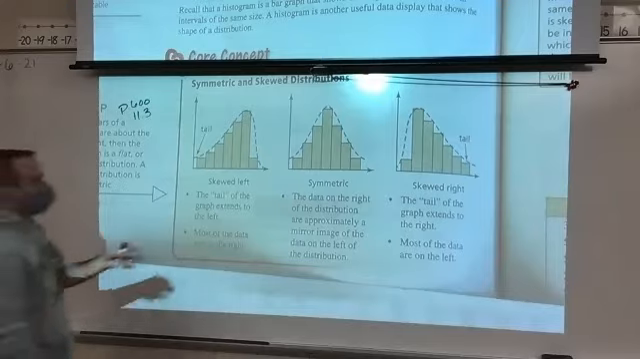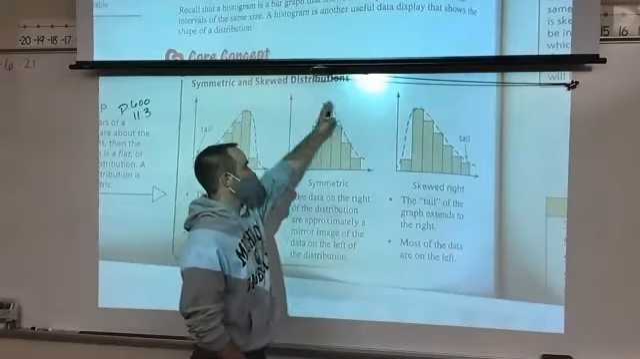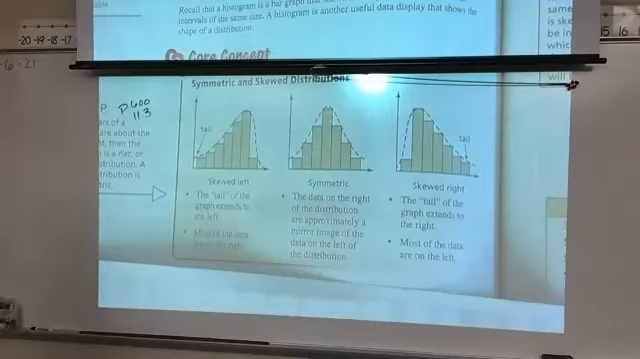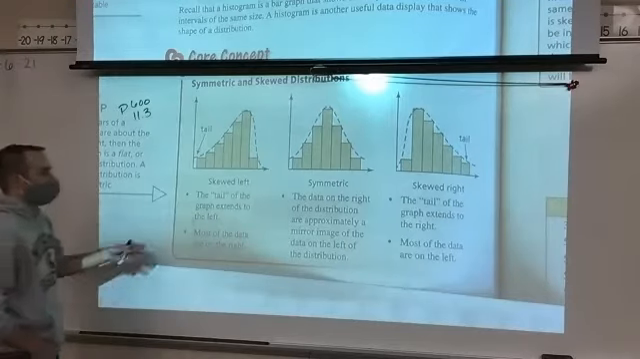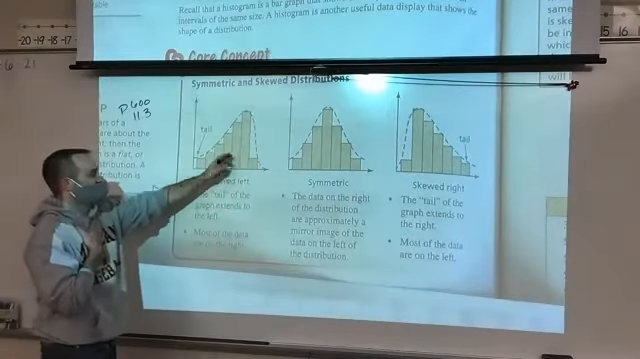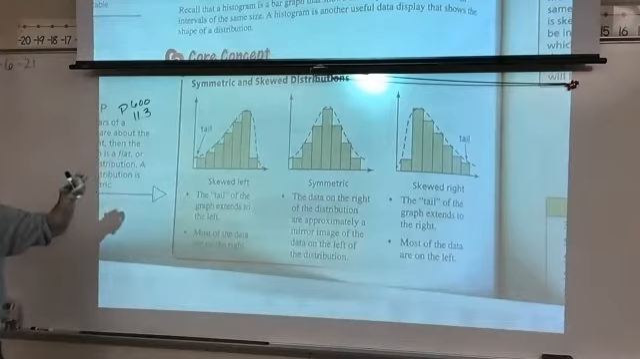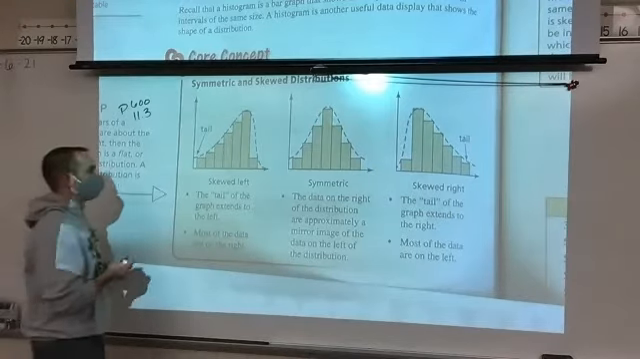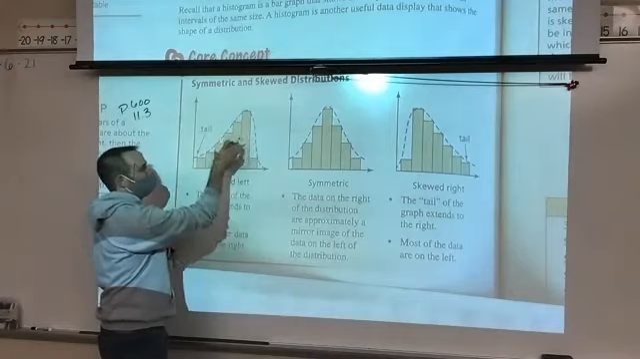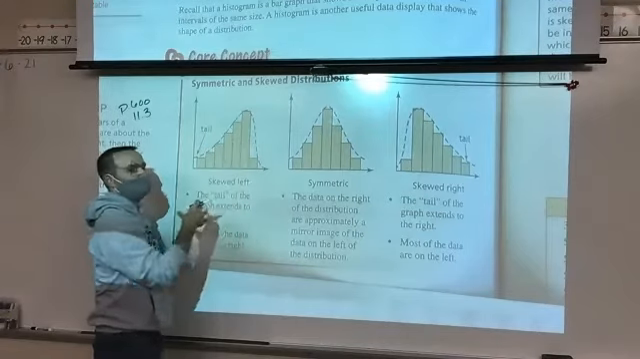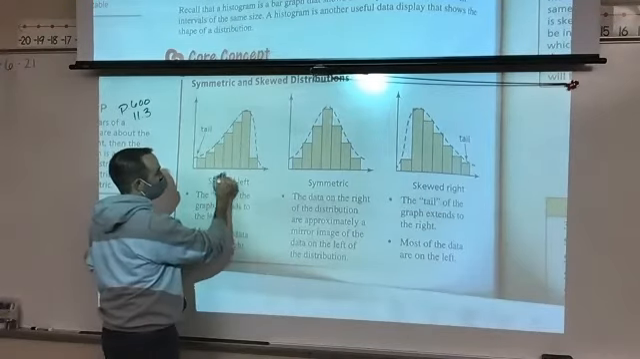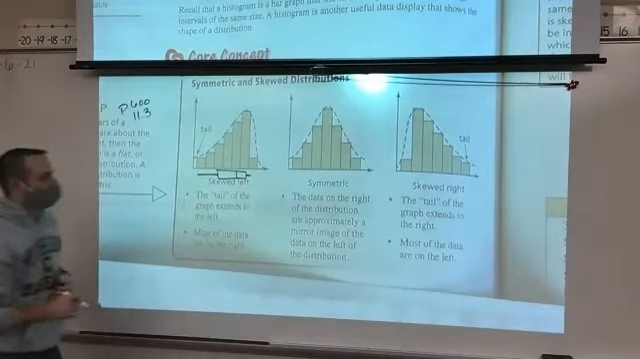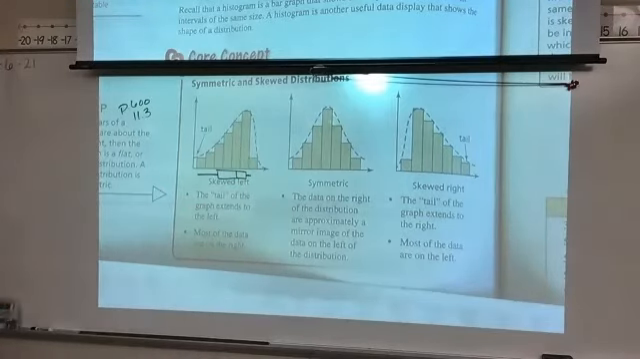But we've got our bars here. We know what symmetric is. It's the same on both sides. And then it's just like our box and whisker. If it's going to be skewed left, that means it's going to be stretched out to the left. That whisker was longer on the left, right? So if I were to relate this to a box and whisker plot, it would look something like that, right? It's stretched out to the left.